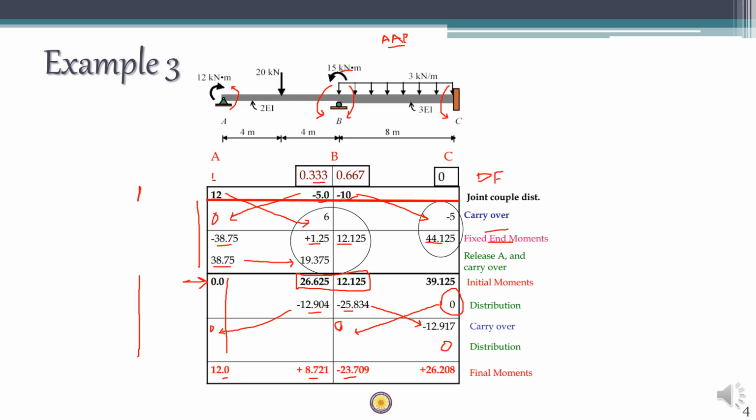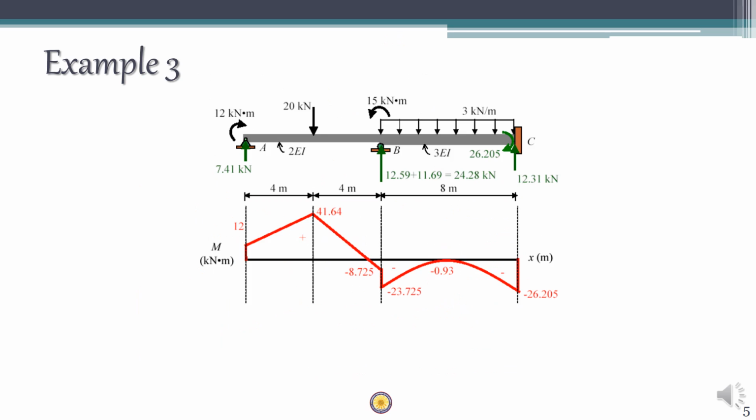So finally you can find out the reaction values and also obtain the bending moment diagram, right? So the final bending moment diagram will look something like this. Okay, so thank you, that's it for today's lecture.